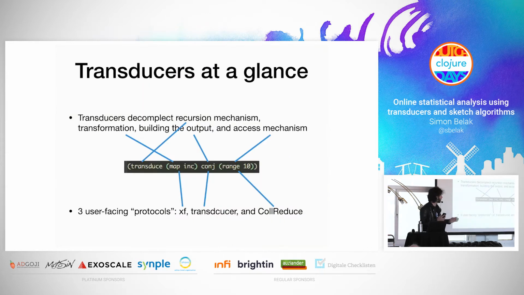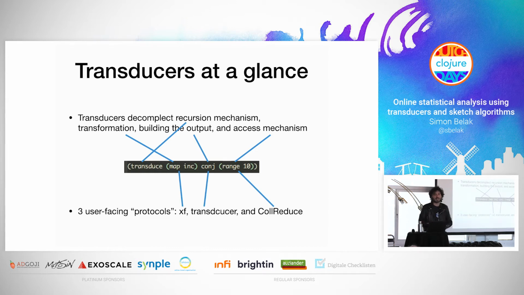So let's get started first with transducers. How many of you here have heard of transducers or already used them? Everyone. Perfect. How many of you have written your own transducer? Okay, so just a brief overview of how I see transducers.